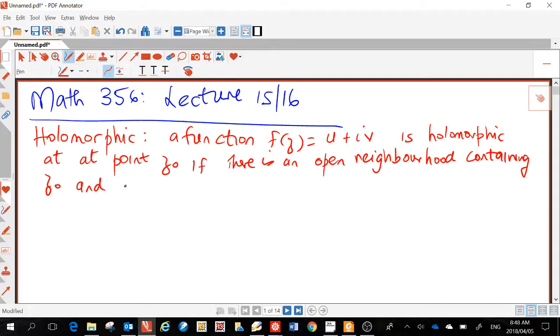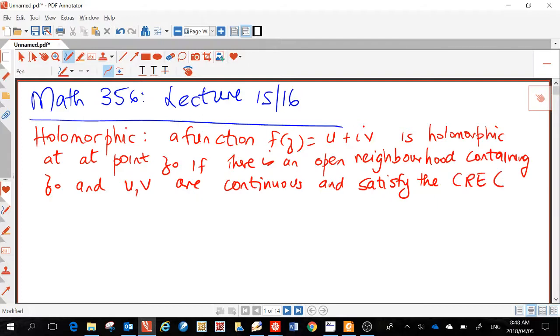and u and v are continuous and satisfy the Cauchy-Riemann equations, the CRE. That is, they are differentiable. Remember, we showed in the last lecture that to show differentiability, we can demonstrate that the Cauchy-Riemann equations are satisfied.